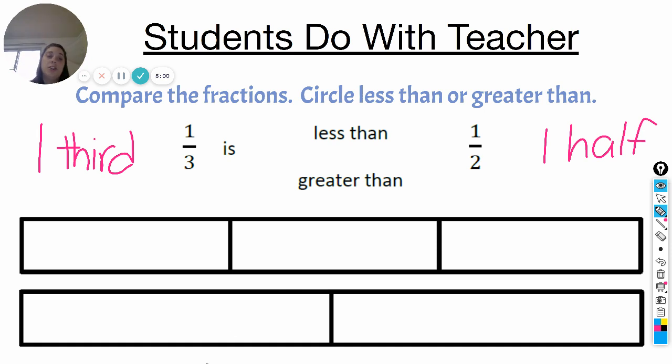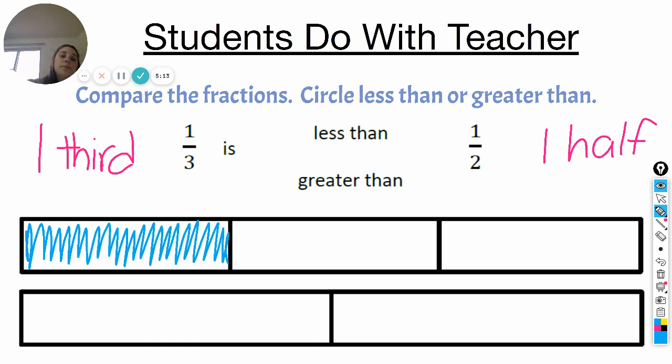Okay, so first on our fraction strip that's broken into 3 pieces, 1, 2, 3, or thirds, we're going to shade one piece to represent 1/3 or 1 out of the 3 pieces. Go ahead and shade the 1/3 on yours. And then we're going to shade 1/2. So on our fraction strip that has 2 pieces, we're going to shade 1 out of the 2, or 1/2.